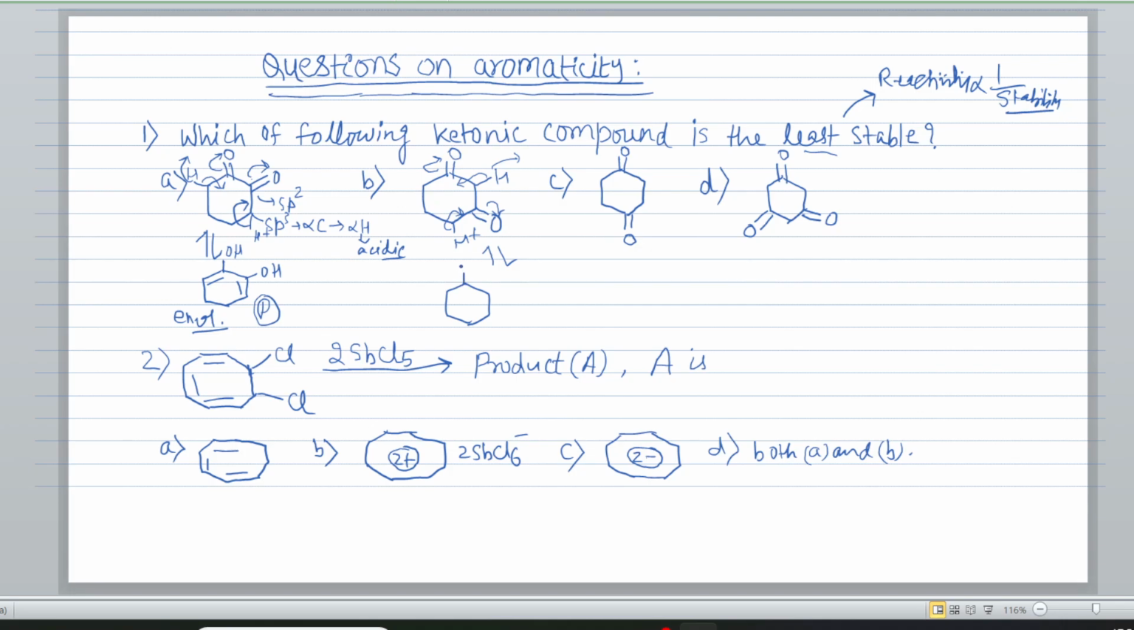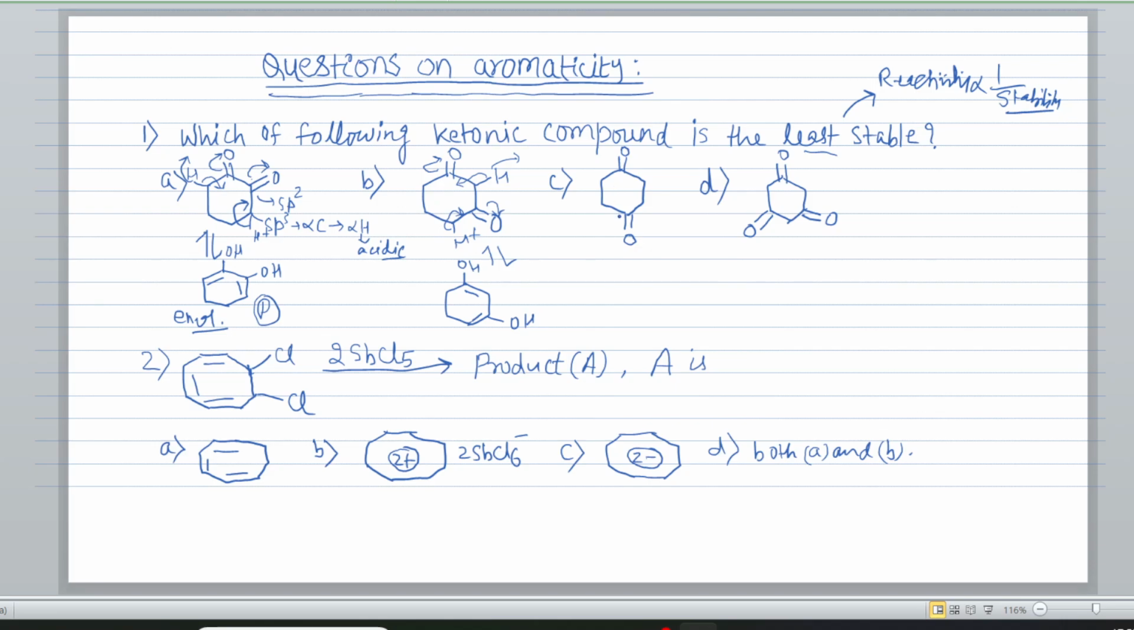here we will put an OH group, here a double bond, again an OH group, and here also a double bond. This ring is also not aromatic, so this compound is also not more stable. Since it is less stable, therefore it is more reactive.